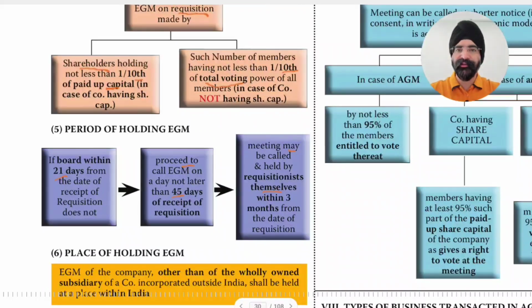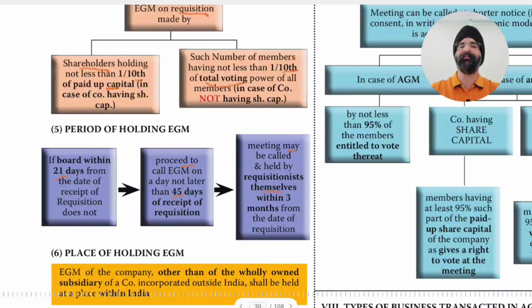First, a requisition is received that a meeting be called and one-tenth of the shareholders, means total paid up capital or voting power, have requisitioned. So the company has received the requisition. Now, within 21 days from the date of receipt of such requisition, either the board holds a meeting itself or here, because for meeting generally we have to give 21 clear days notice, within 21 days board needs to proceed to call an EGM.